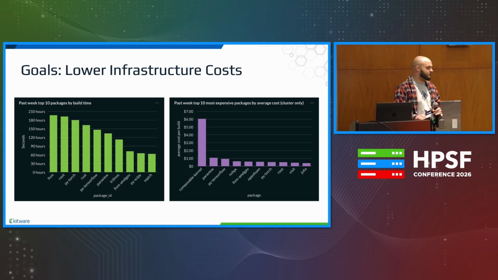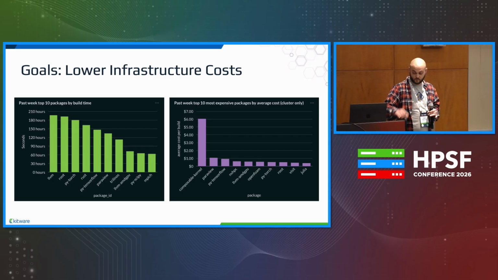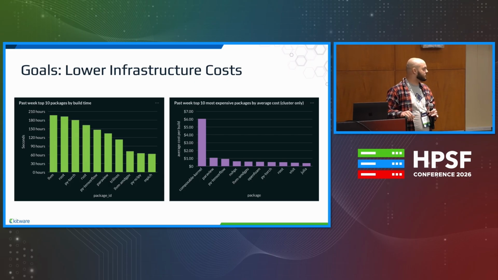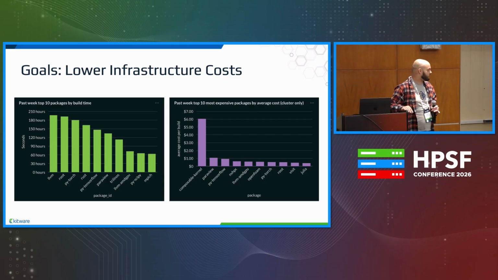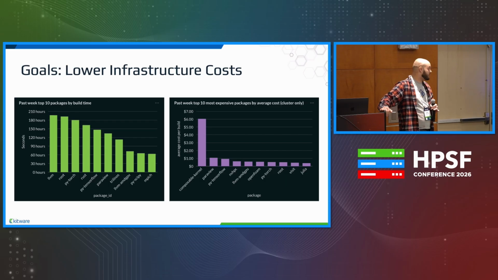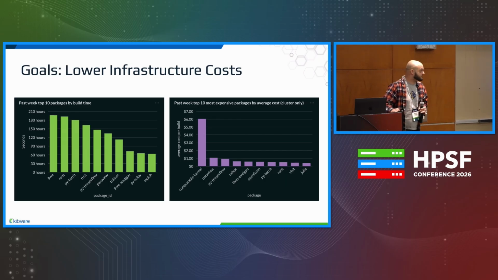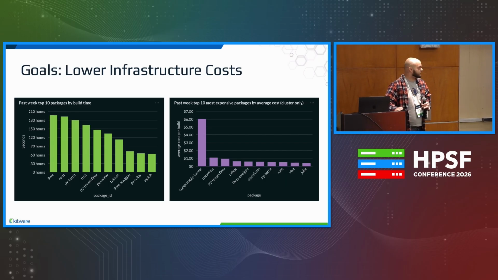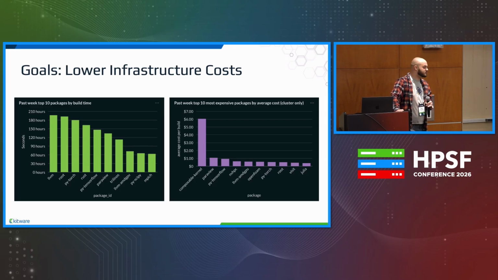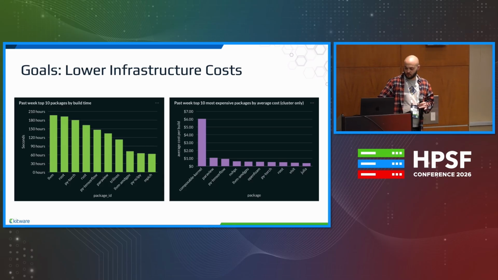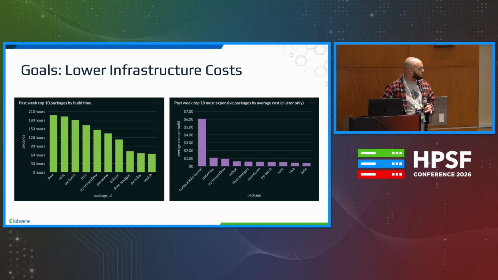Another goal was to lower infrastructure cost. So this is just a top 10 list of cost per job for packages and how much time we spend building some of these packages. You see that there's a lot of overlap between these two things. We spend a lot of time building expensive jobs. And so this needed to be reduced.